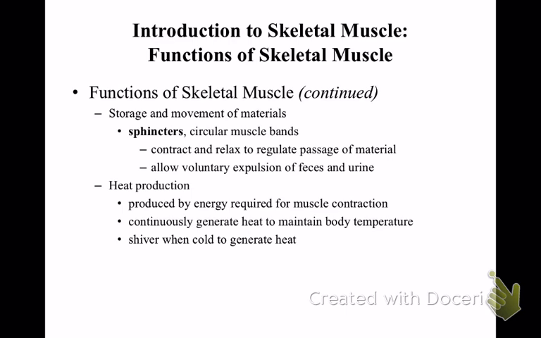All right, and then finally we have this totally different category of function of muscle, and that is in heat production. So when you're cold, you shiver, and that shivering is the production of heat by your skeletal muscle. What are they doing? They're, in effect, wasting ATP. We talked about that before. We talked about wasting ATP as a mechanism that thyroid hormone uses to generate body heat and keep your internal temperature up. So that shivering is a way to maintain internal body temperature.